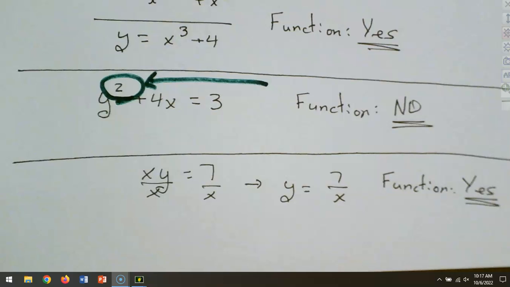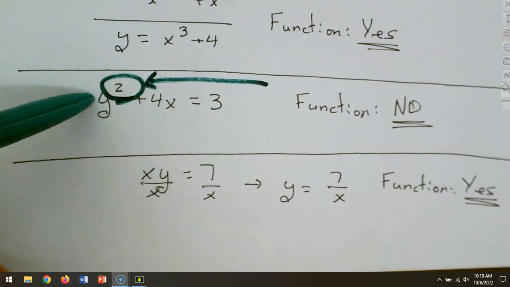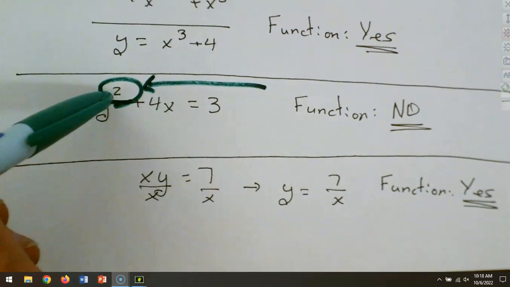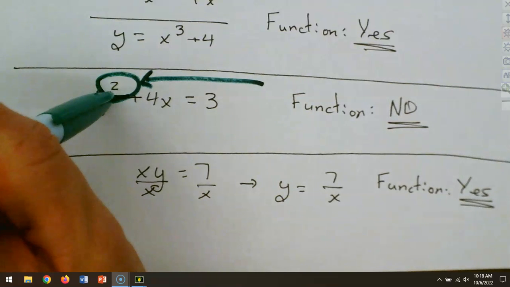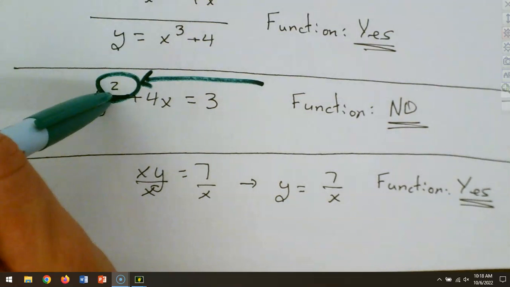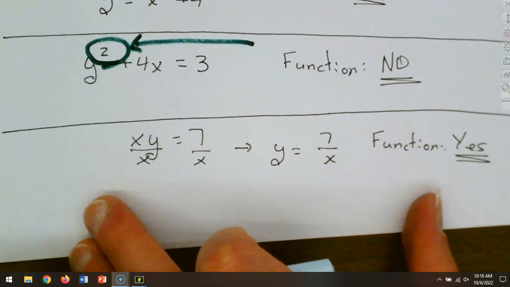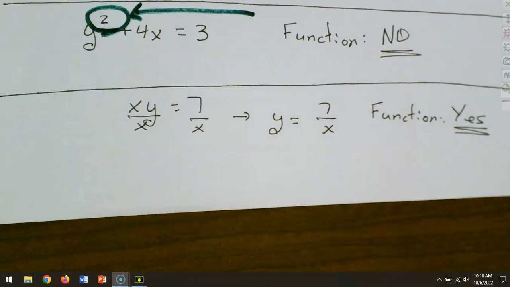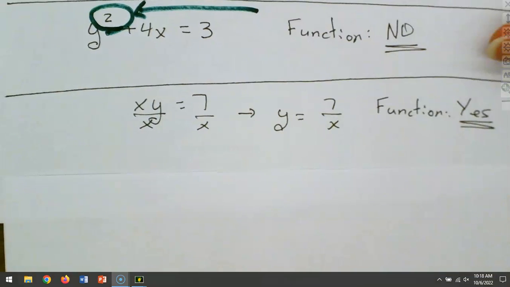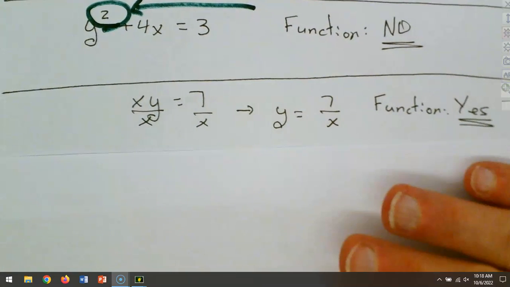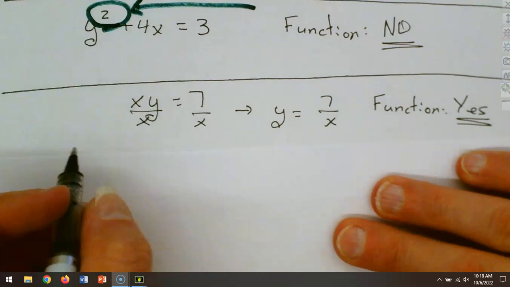And you don't even really have to do that. I can look at this and tell you that this is not a function. Why not? Because you've got a power on that y. If you've got a y squared or a square root of y or anything like that, it is not a function. The last part of this section, we'll just do one more, just to make sure we have it completely understood.